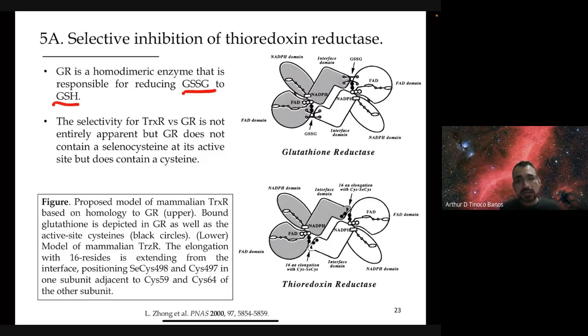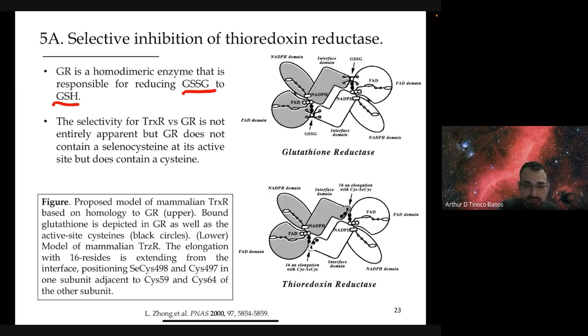So what you see a lot in the cellular environment is glutathione transforming from its oxidized disulfide bridge form into its reduced form. So it's back and forth, and that's how it can help facilitate the redox processes within the cellular environment. All right. The selectivity for thioredoxin reductase versus the glutathione reductase is not entirely apparent, but the glutathione reductase does not contain a selenocysteine at its active site, but does contain a cysteine.